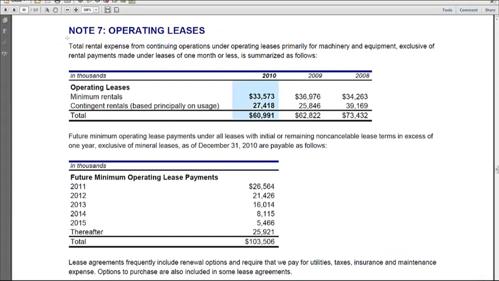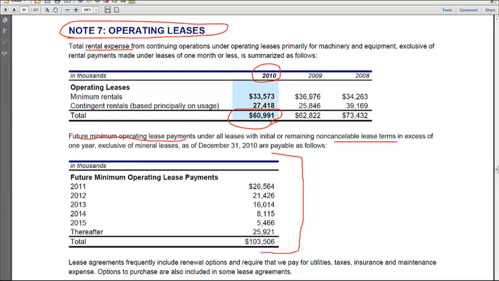So I'm on page 74 of the Vulcan report. This is footnote 7, operating leases. First thing they show us is total rent expense for the last few years. So in 2010, total rent expense was about $61 million. And then they show the future minimum operating lease payments under all leases with non-cancelable leases. And here's the payment schedule going forward.